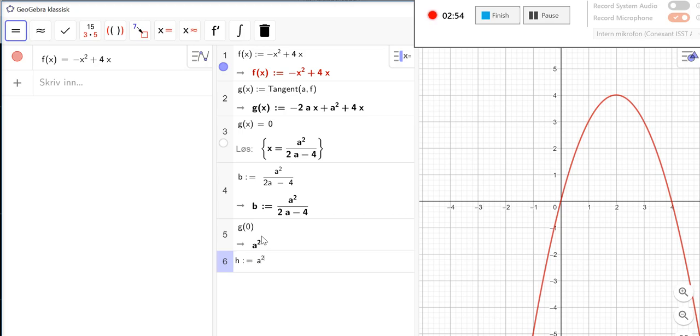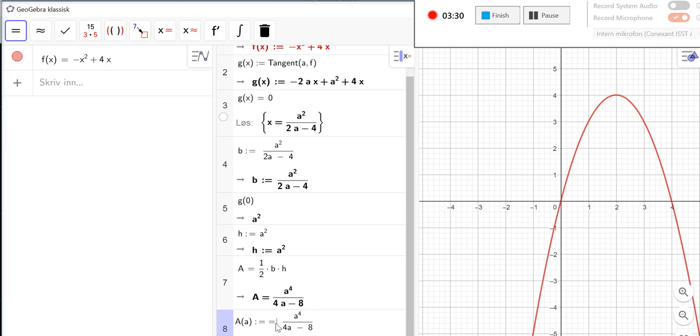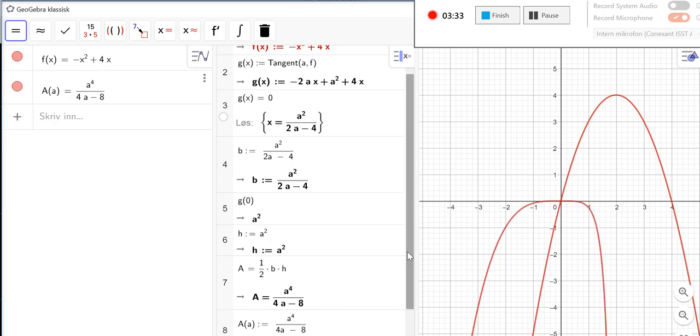I define this as h. And then I can find the area. The area is then 1/2 times the baseline times the height, and we get this expression. So this is the expression, and this is a function. The area is a function of a, so I can call this h of a. And now I define it, colon equals. Just press this and take away the a equals, like this. So here we have the function.